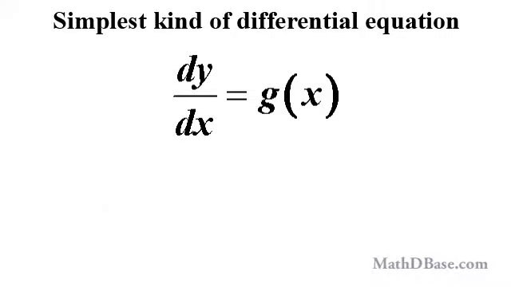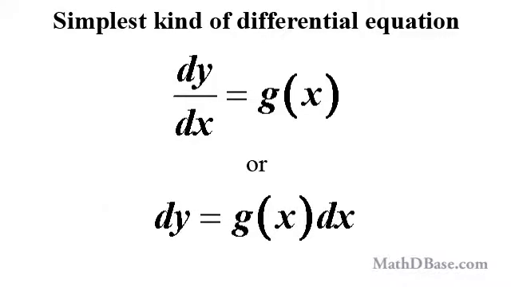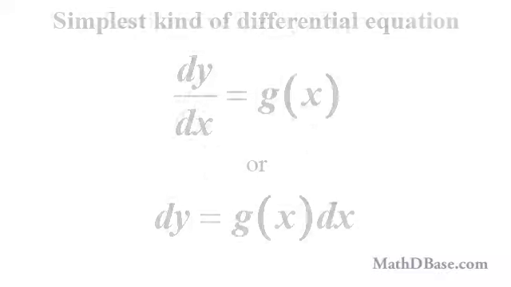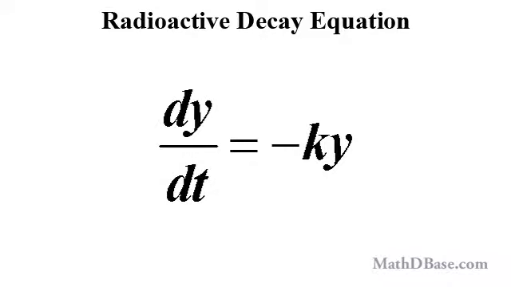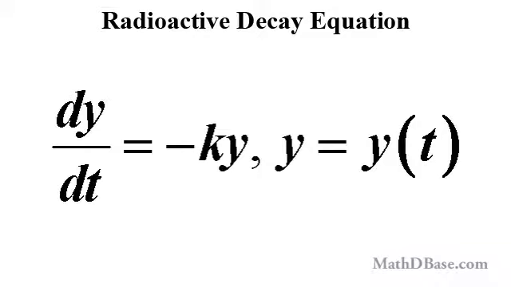An equation such as dy/dx equals g of x, or dy equals g of x dx in differential form, is the simplest kind of ordinary differential equation. The radioactive decay equation is an example of this kind. The unknown function is y, which is also the dependent variable, and it represents the amount of radioactive substance present at any time t, the independent variable.